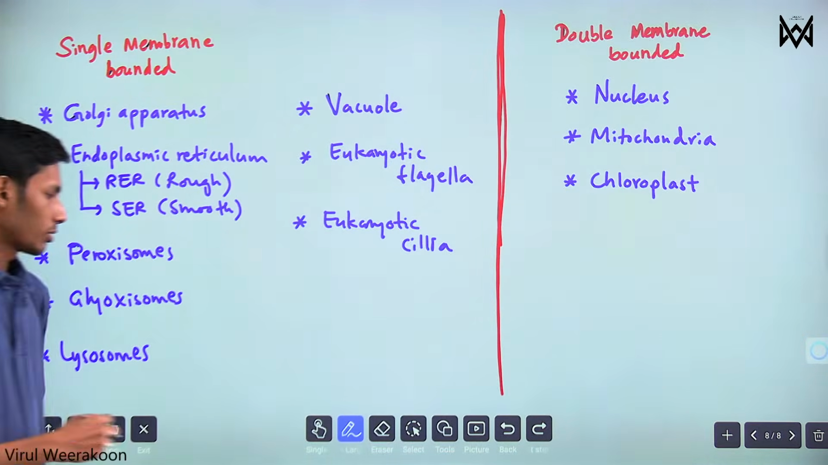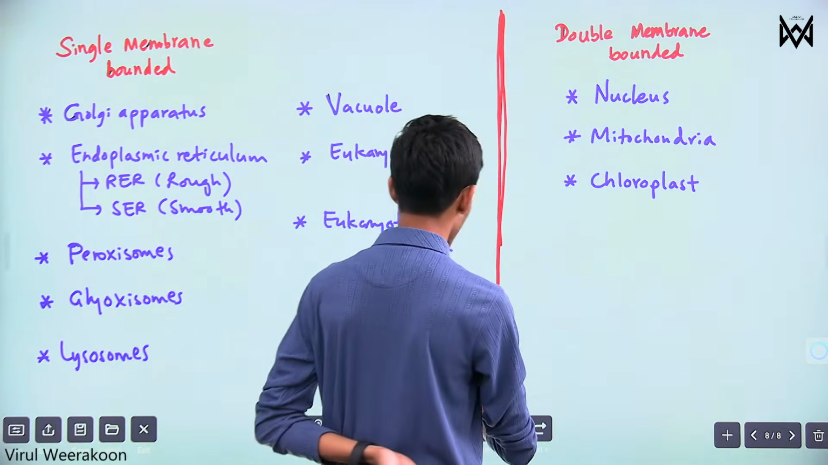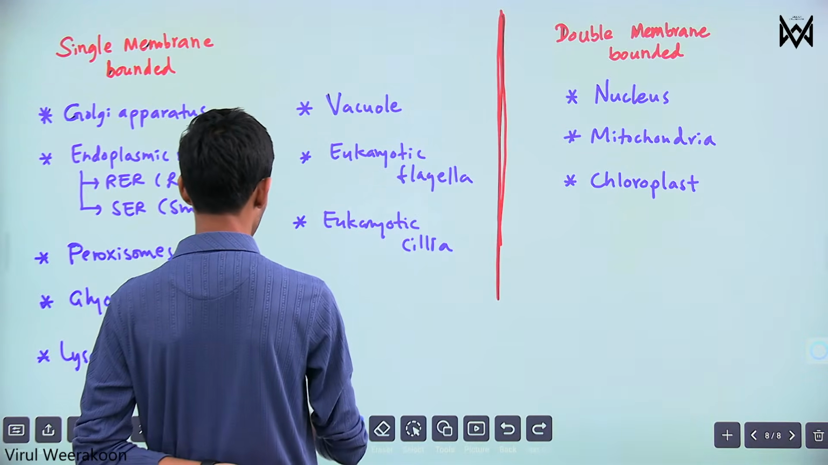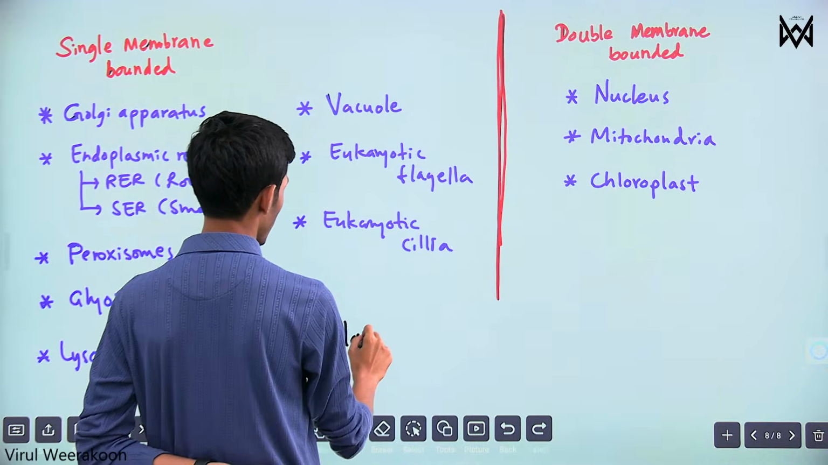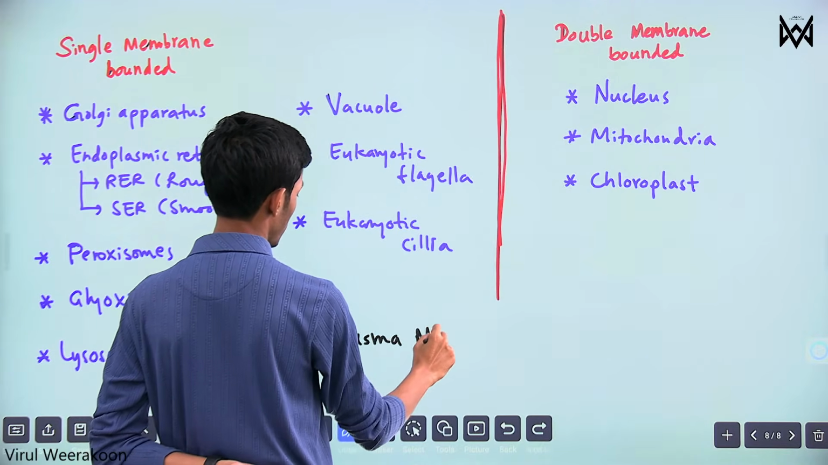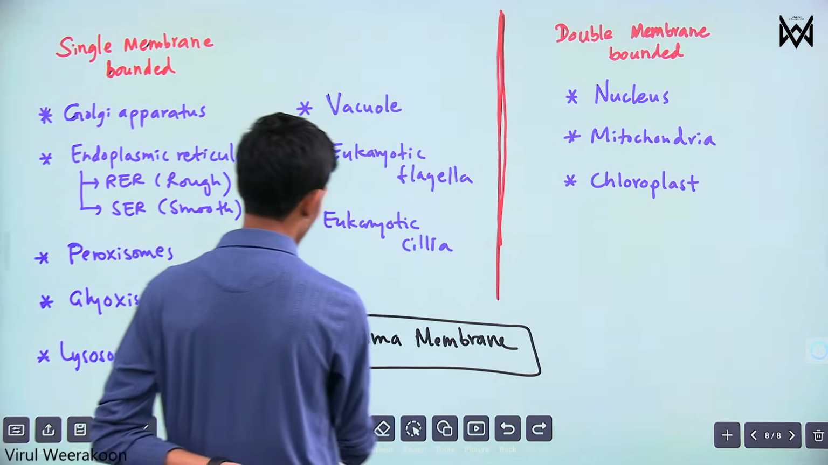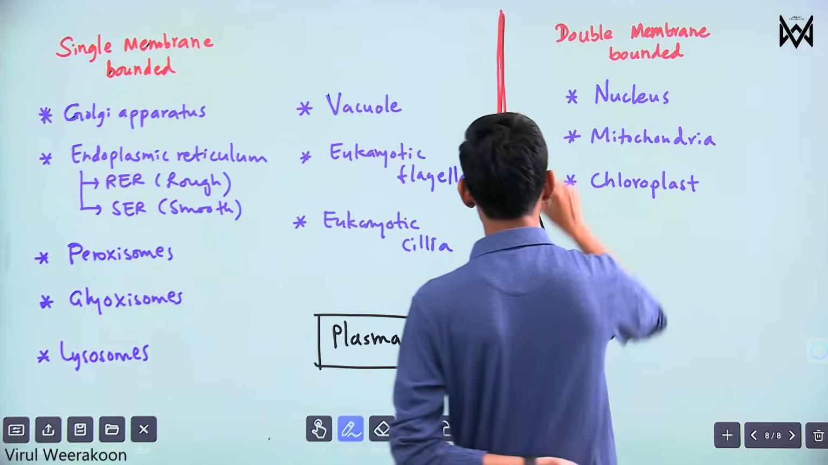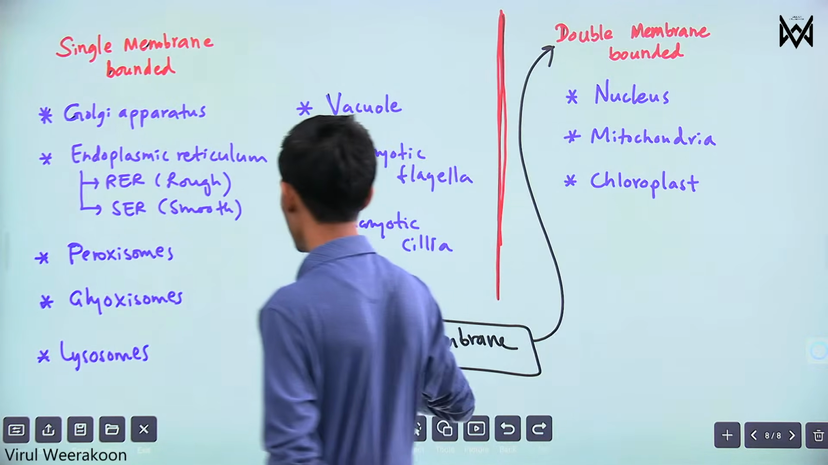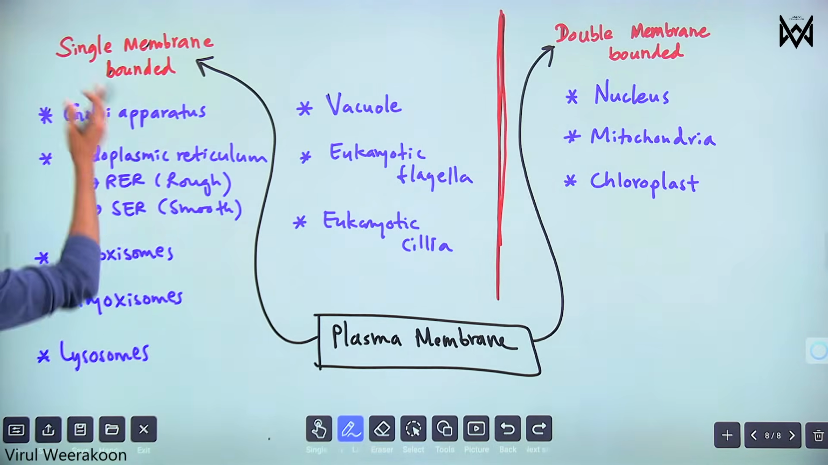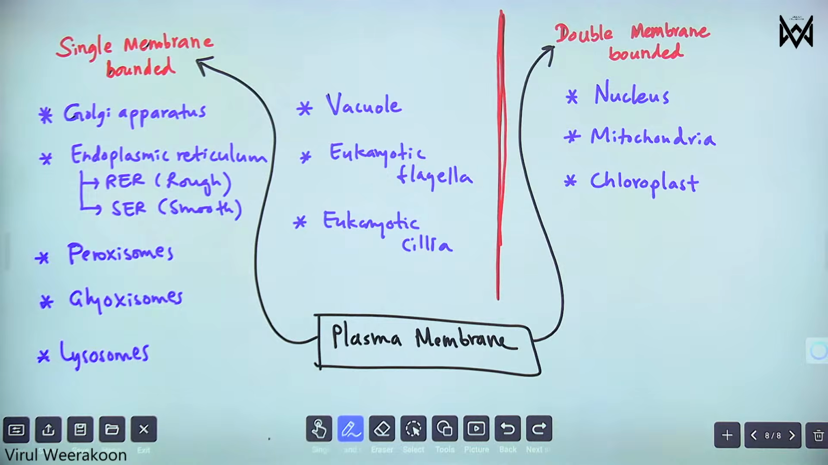And one important thing here: both of these organelle types share the common structure found in the plasma membrane. It means the plasma membrane has a common structure. Then double membrane bounded organelles, their membrane also shares that structure. Single membrane bounded organelles also share that structure. It means the structure of the plasma membrane can be seen in both single membrane bounded organelles and double membrane bounded organelles. Got it? Very simple fact. Okay. Now you can complete it.